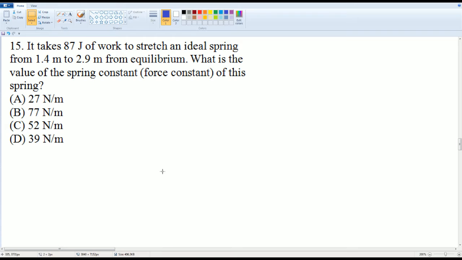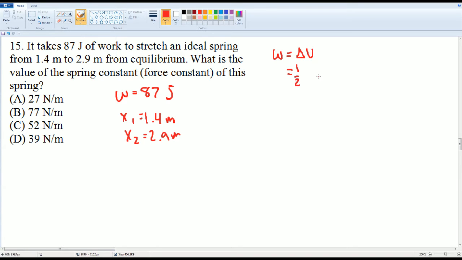15. Let's see here. 87 joules to stretch from here to here from equilibrium. What is the value of the spring constant? Same thing. So work is equal to 87 joules. Its x initial is 1.4 meters. x2, or x final, is 2.9 meters. Work is going to be equal to the delta U, so it's 1/2 k x final squared minus 1/2 k x initial squared.